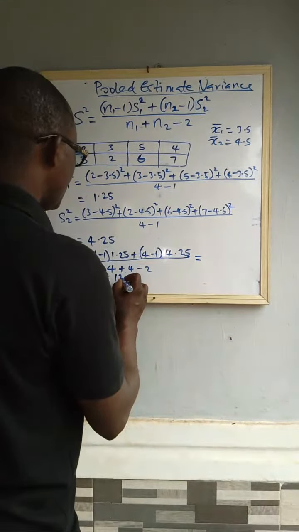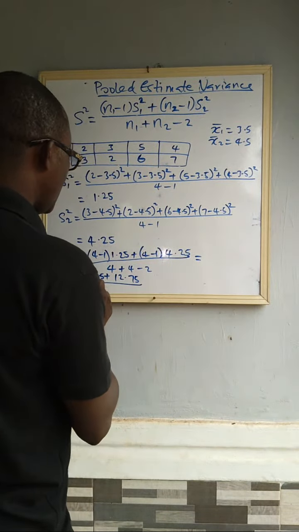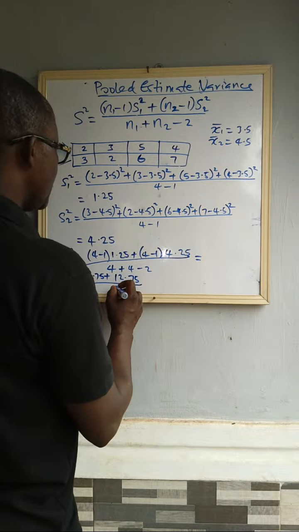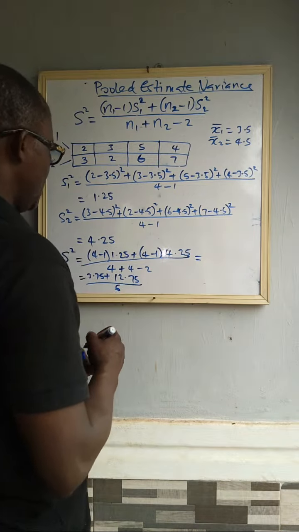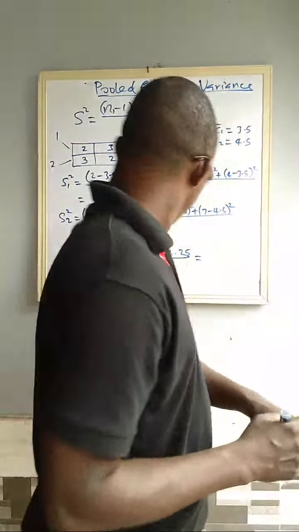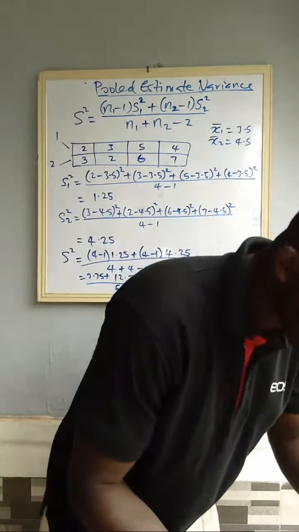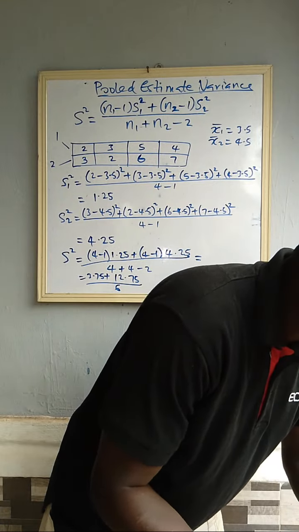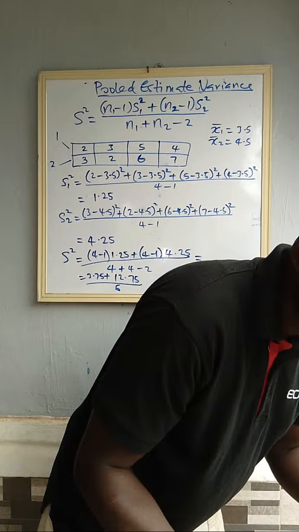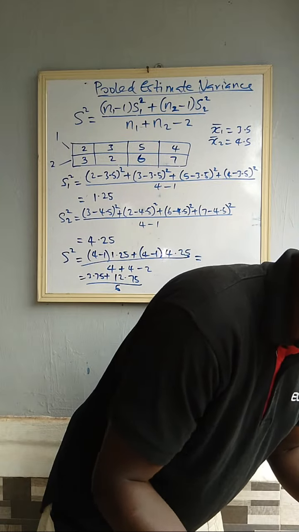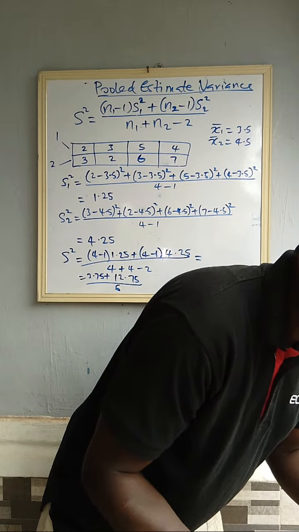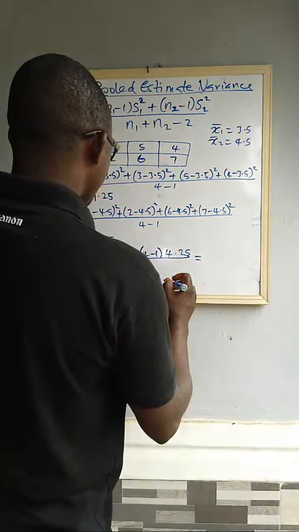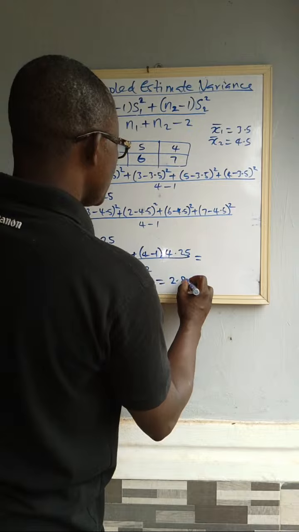12.75 divided by 4 plus 4 minus 2, that is 6. So if you finalize this, you get 2.83. So the final answer is 2.83.